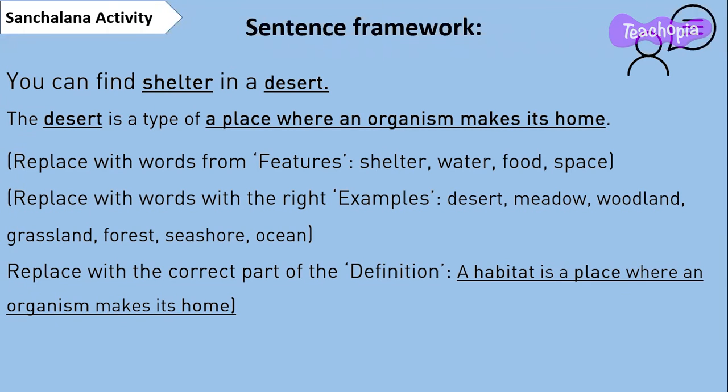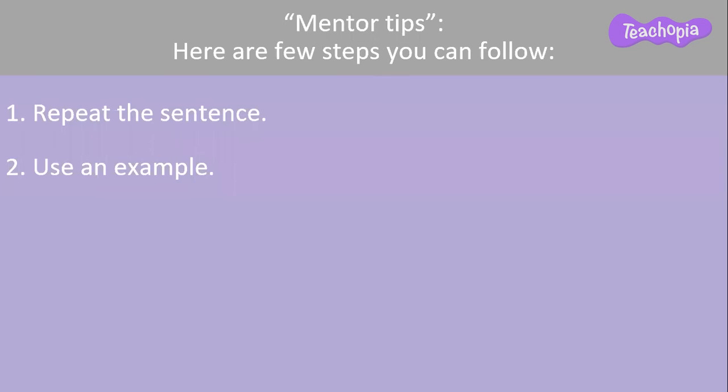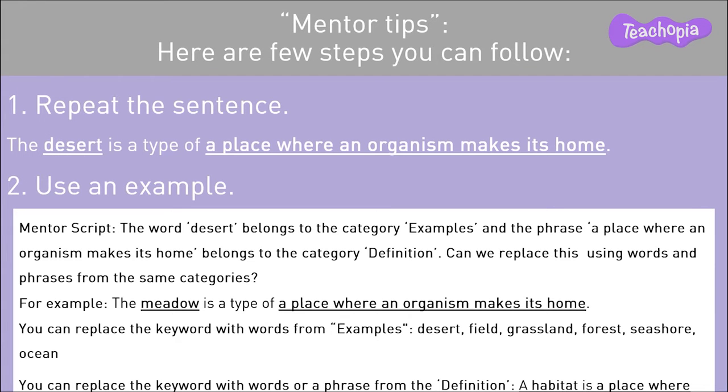Now, here is another activity that will be displayed during the teacher training session. How can you help teachers come up with more sentences by picking words from different categories and replacing them? Okay. Here again, the basic rules we must remember is repeat the sentence and use an example. Let's practice. You repeat the sentence for the teachers. The desert is a type of place where an organism makes its home. Now you use an example.